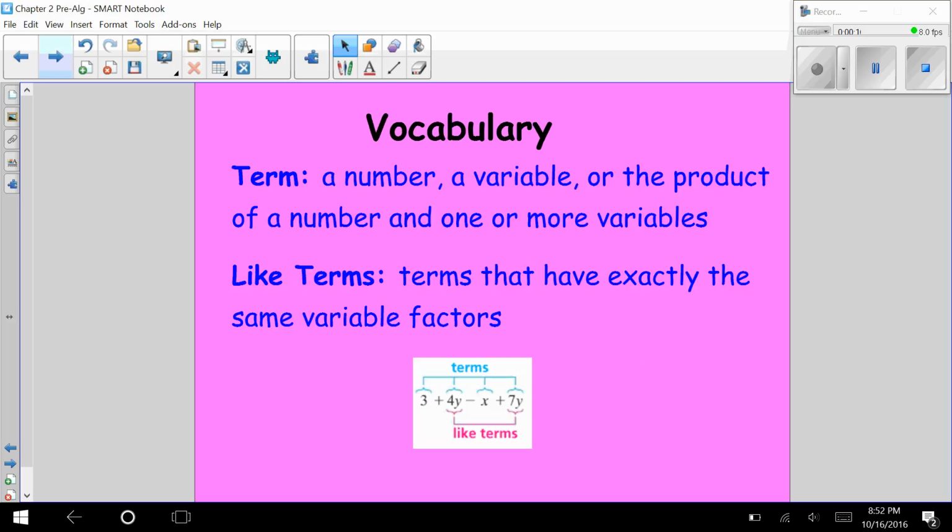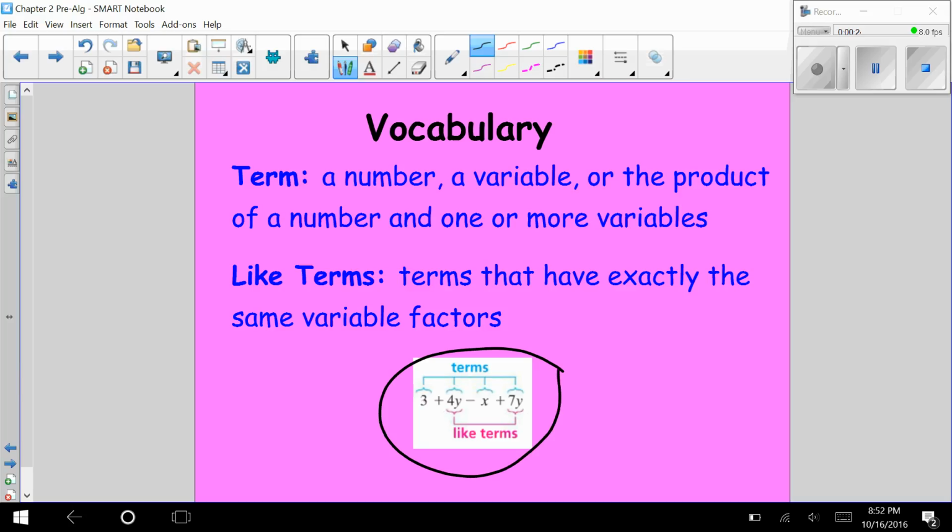Let's define our vocabulary. A term is a number, a variable, or the product of a number and one or more variables. In our example down here at the bottom, the different terms are 3, 4y, negative x, and 7y. Like terms are terms that have exactly the same variable factors. So in this example, 4y and 7y are like terms because they both just have a y.